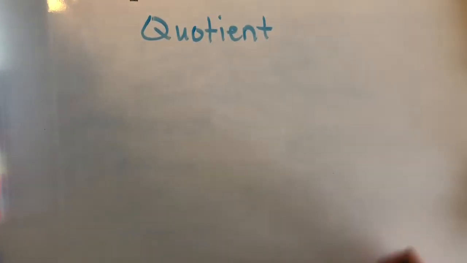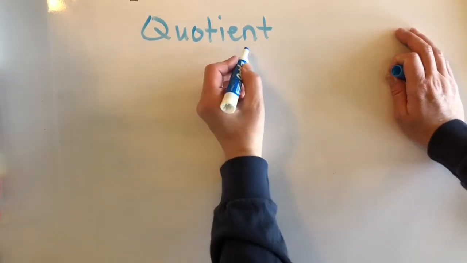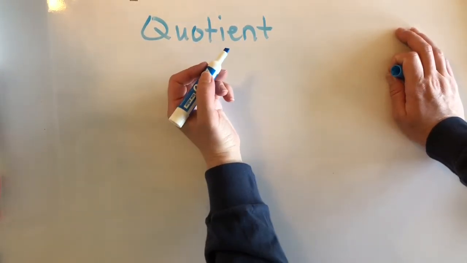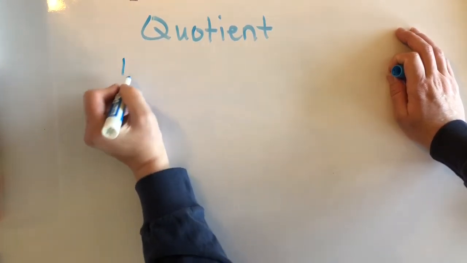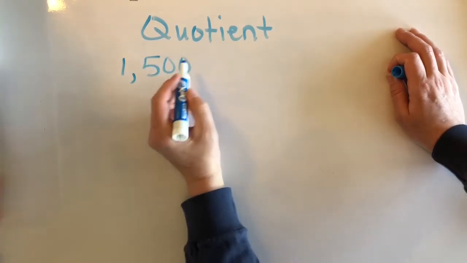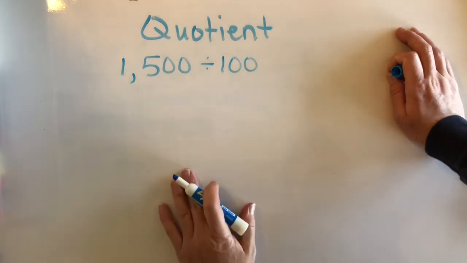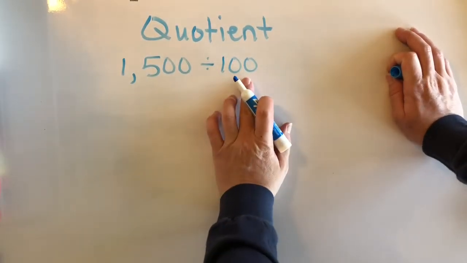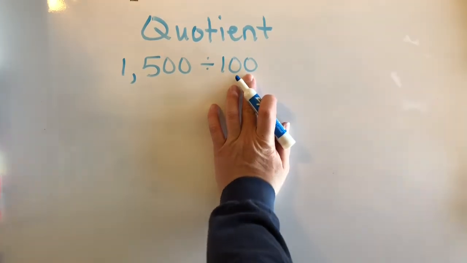All right, now we're going to look at some quotients. A quotient is the answer or result of a division problem. We haven't done this in a while. If I have 1,500 divided by 100, last week you were looking at this, when you divide by 10, divide by 100, and what are the results.